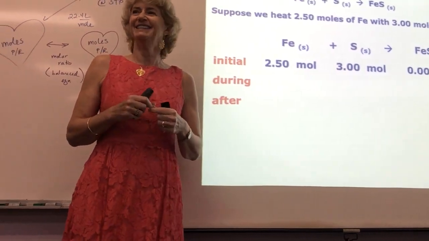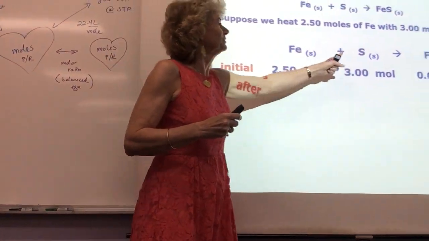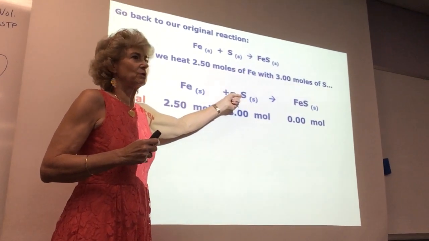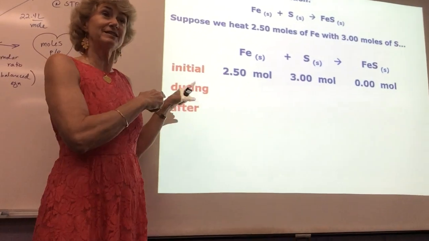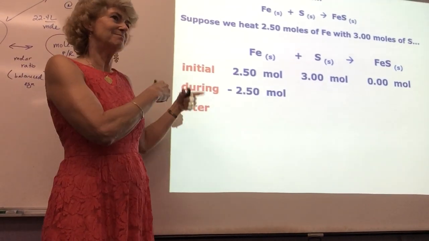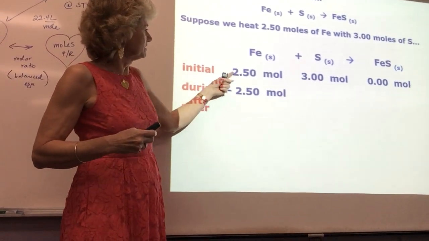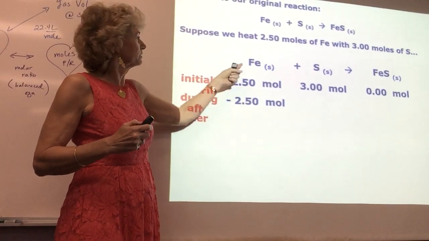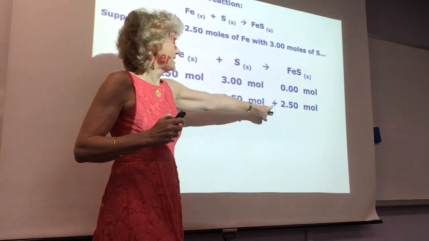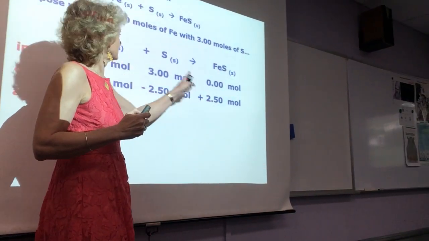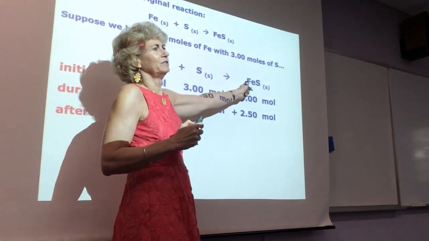Which one? Iron. But that's because it's 1-to-1. Well, how many equations in chemistry are 1-to-1? Yeah. So these are really easy. But the same model will apply. So all of this is going to go away. This is what's going to get used up first. Only this much of that. And we will make the same amount because it's all 1-to-1 stoichiometry.